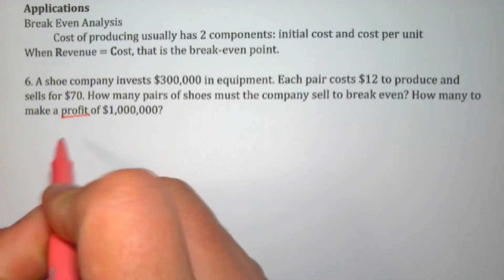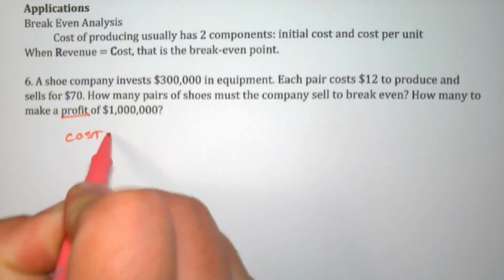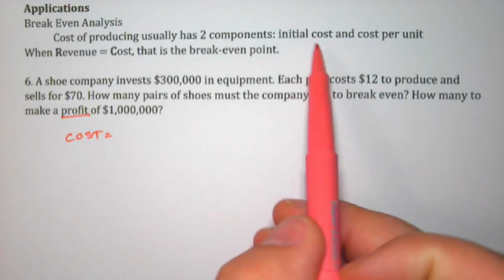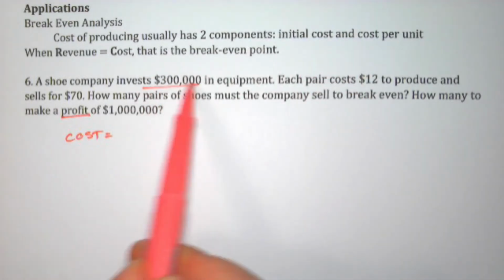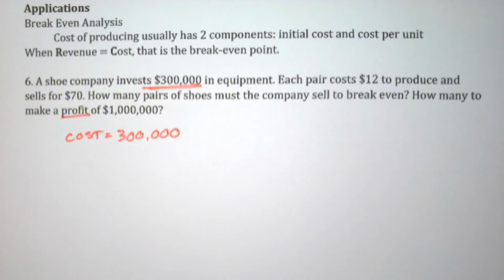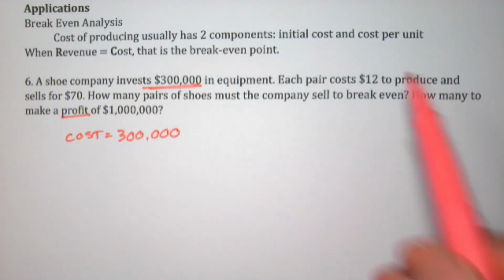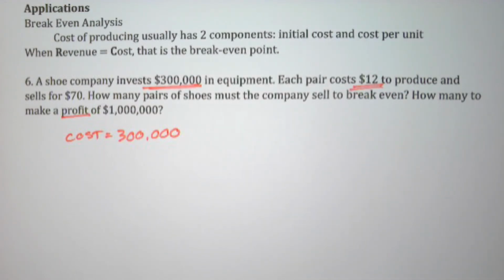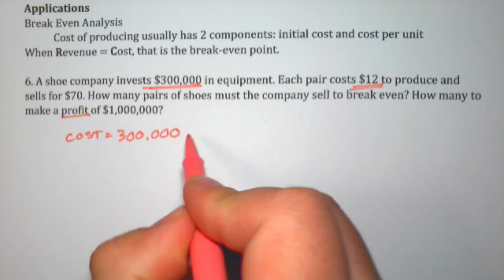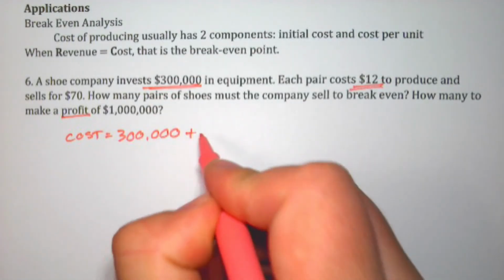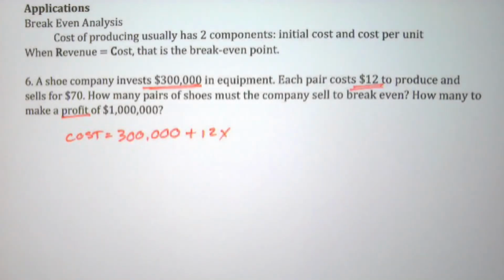So first we have our cost. Again, we said cost comes in 2 different portions. You have your initial cost, so your initial investment. And then you have the cost it takes to produce. In this case, producing is going to be $12 per item in order to make it. So that cost is that initial $300,000 you have, well, plus an extra $12 per unit.